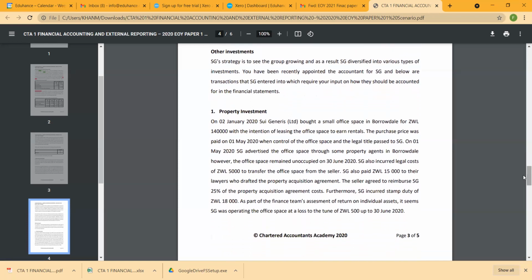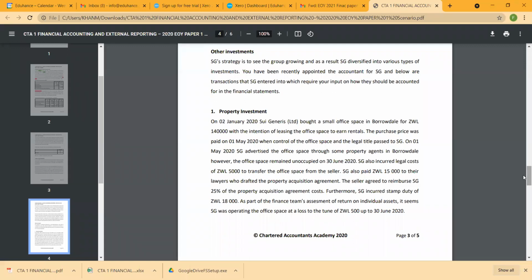Okay, now we have other investments. So SG's strategy is to see the group growing, and as a result, SG diversified into various types of investments. You have been recently appointed the accountant for SG, and below are the transactions that SG entered into, which require your input on how they should be accounted for in the financial statements.